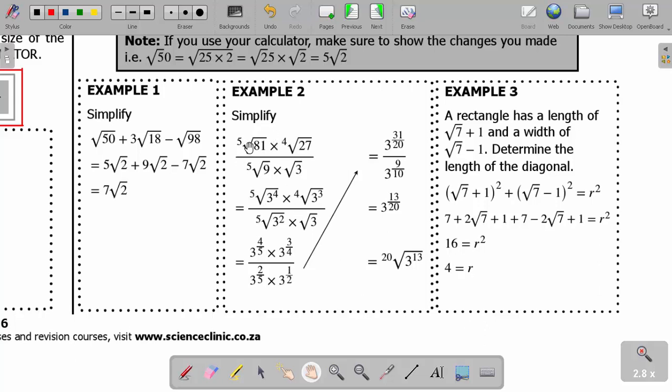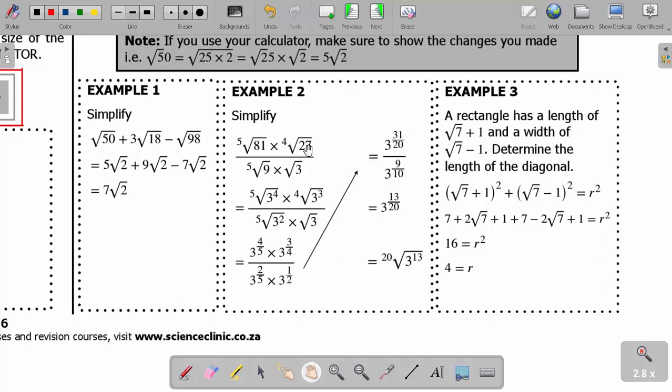Example 2: simplify the fifth root of 81 divided by the fourth root of 27. Now in this case, what I do here is express 81 in powers of 3. This is 3 power 3, that is for 27. What about 81 in powers of 3? 81 in powers of 3 is the same as 3 to the power 4.